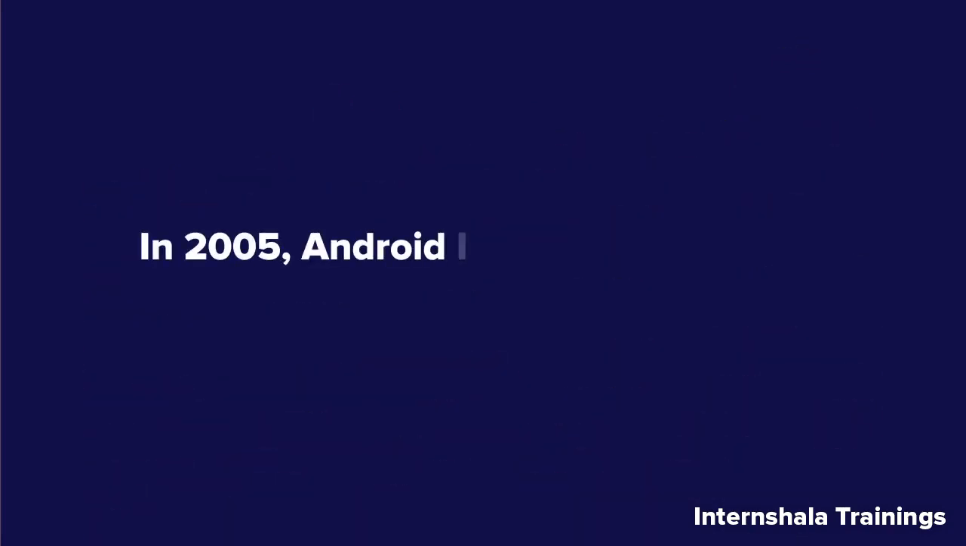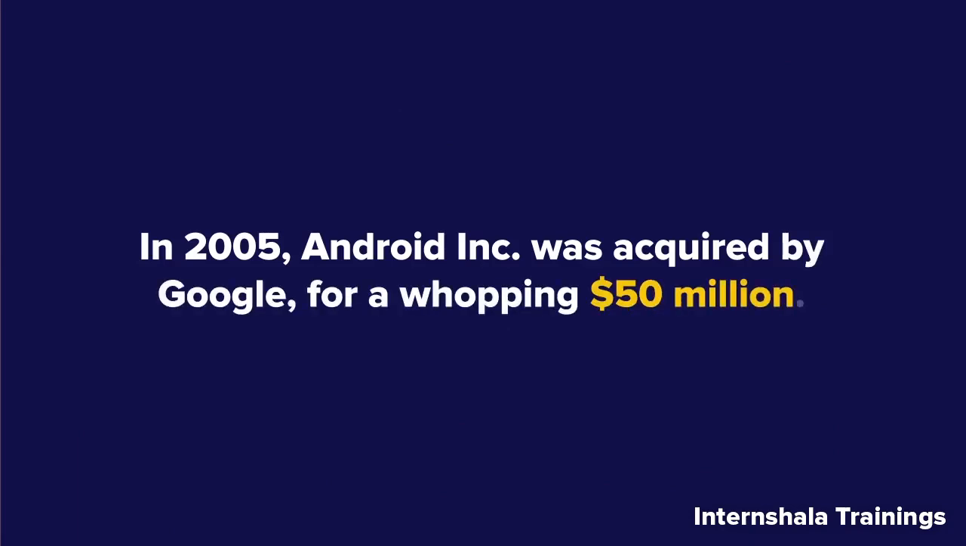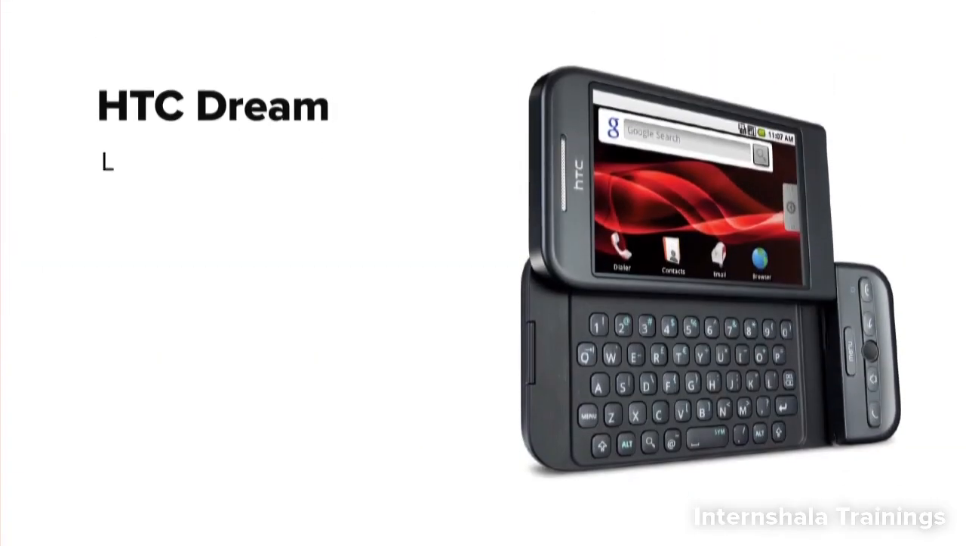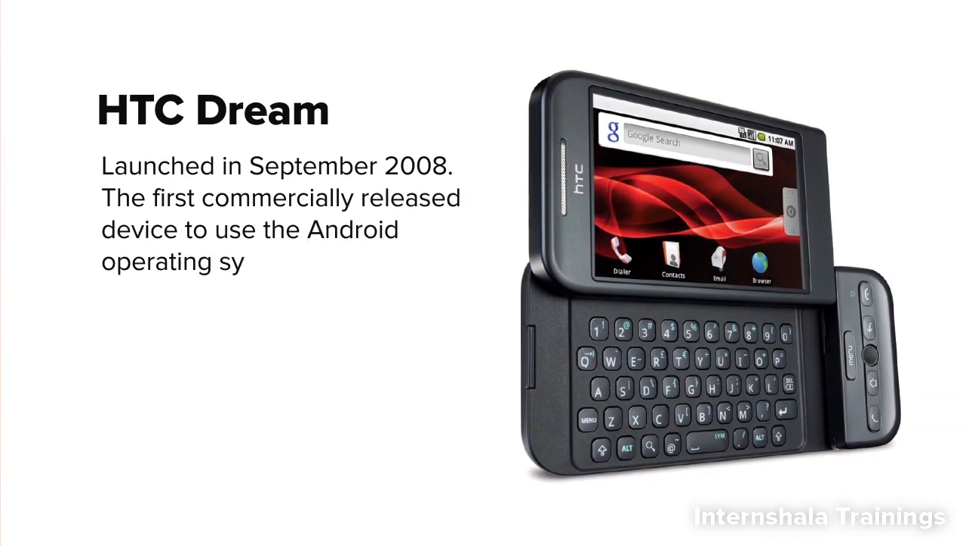In 2005, Android Inc. was acquired by Google for a whopping $50 million. After years of research and development, HTC Dream was launched in September 2008. It was the first commercially released device to use Android operating system version 1. This was the beginning of Android. Let's see how far it has come now.